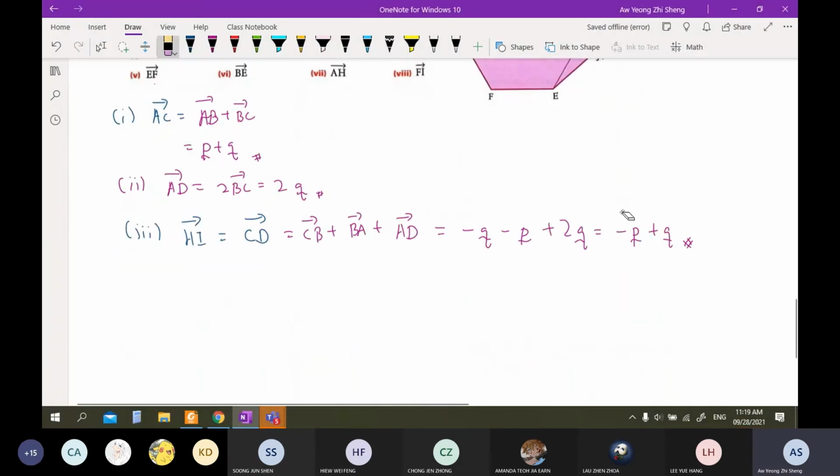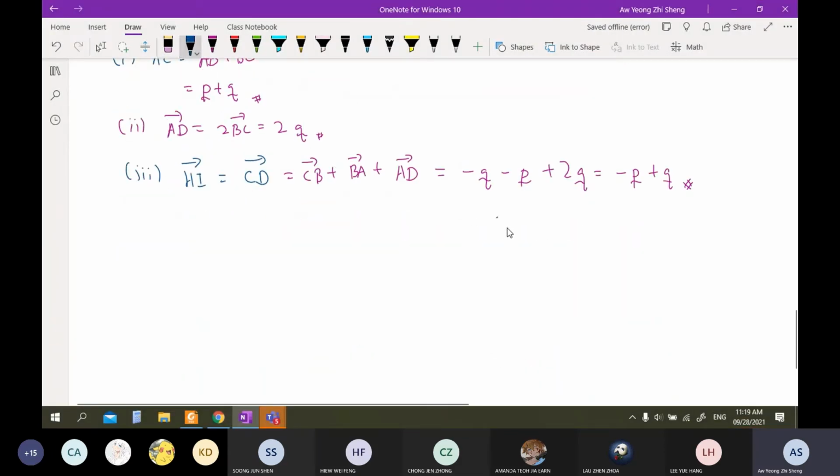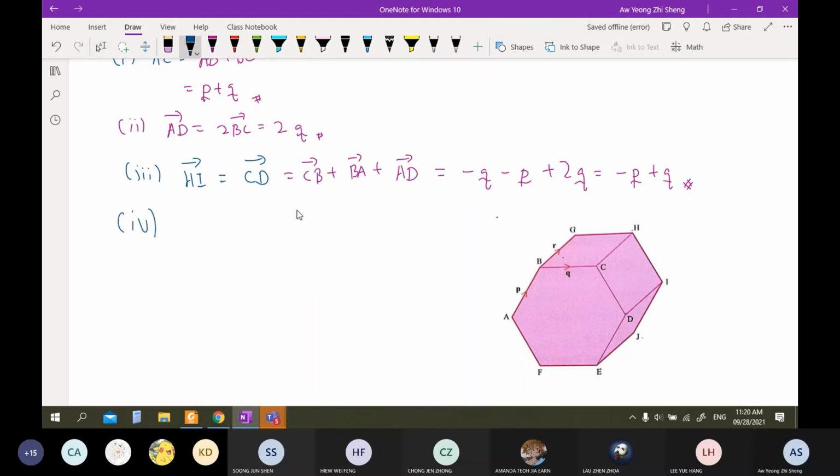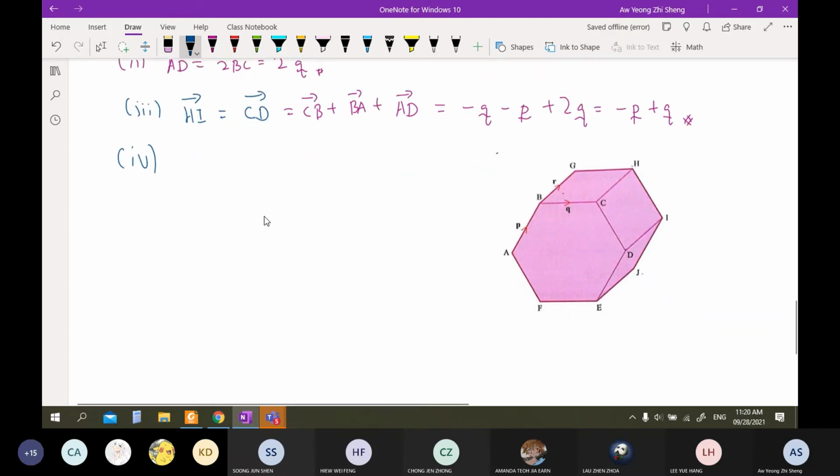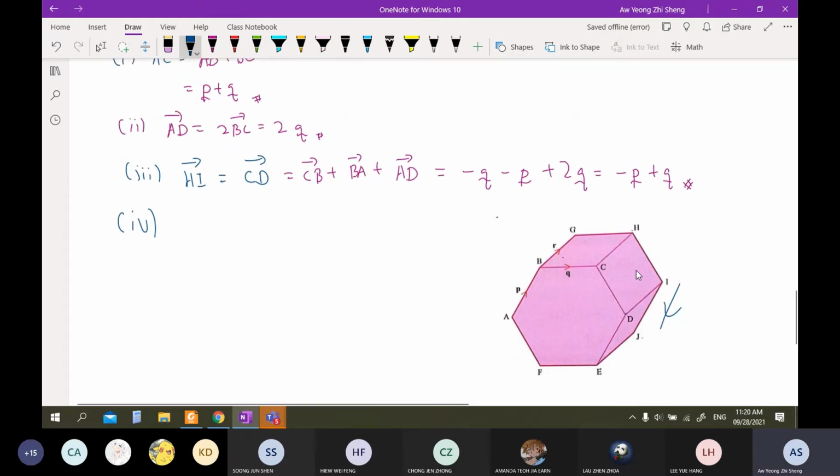Let me just paste the diagram down so that I don't have to keep scrolling up and down. Part 4, the vector from I to J. Diraj asked about the arrangement of the terms, whether you write Q minus P or minus P plus Q. Both are equally good, and the order doesn't matter.